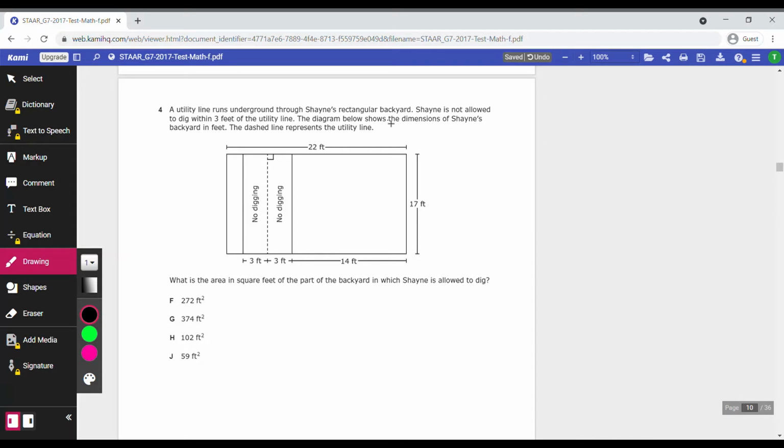Today we're going to be going over numbers 4 through 7 or 8, depending on how long the video gets. So let's go to number 4.